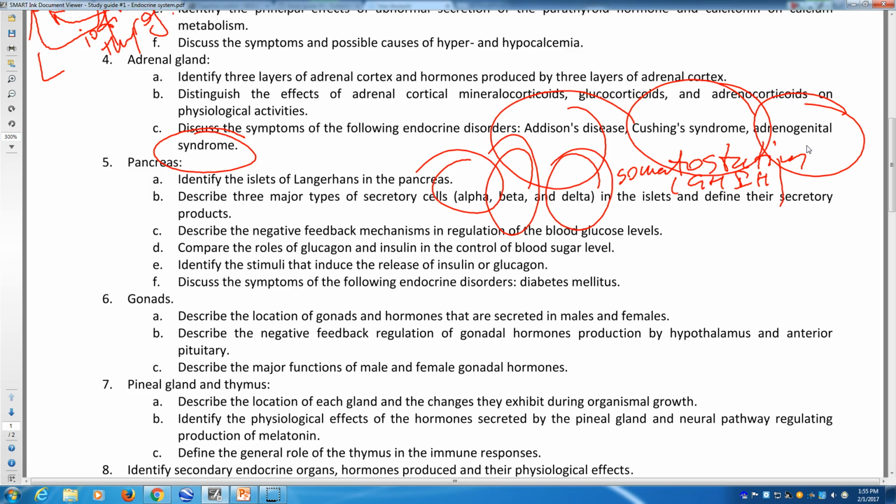So you may see a question: insulin increases uptake and stimulates glycolysis, decreases uptake and stimulates glycogenesis. You see? You have to look at the whole statement and see if it makes sense or not. Does that make sense? Good. Negative feedback.